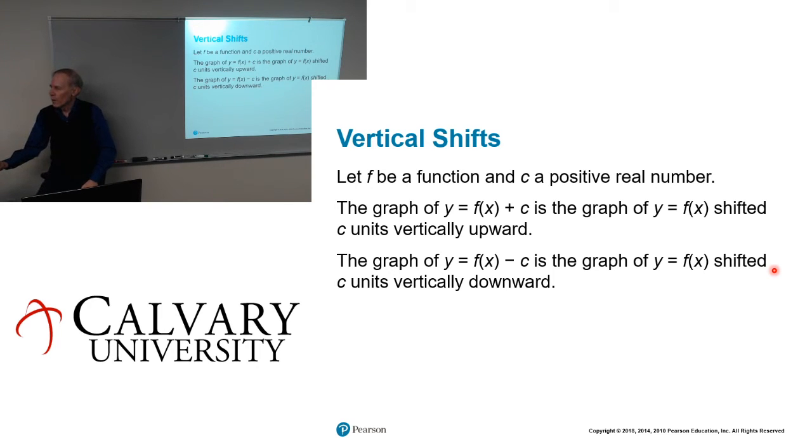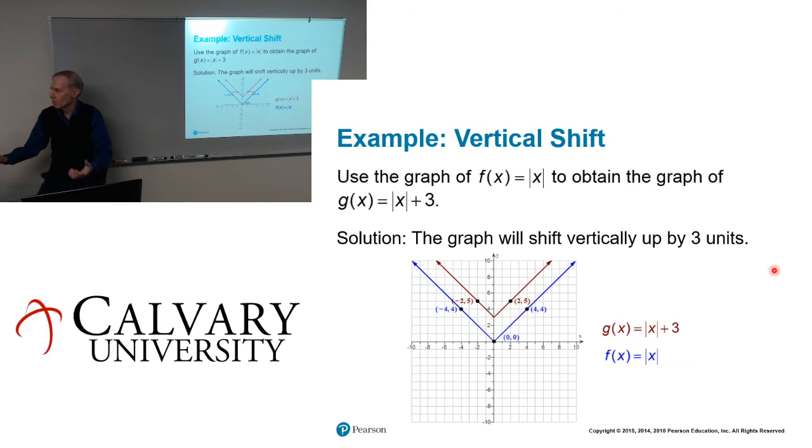So what does it mean to have vertical shifts? For example, here printed in blue is the basic form of the function absolute value of x. But if you have absolute value of x plus 3, then you can simply see that a vertical shift just means it goes up or it could go down, but the shape of the function doesn't change.